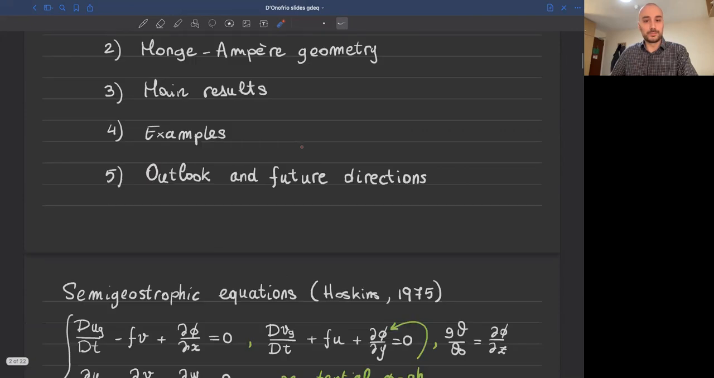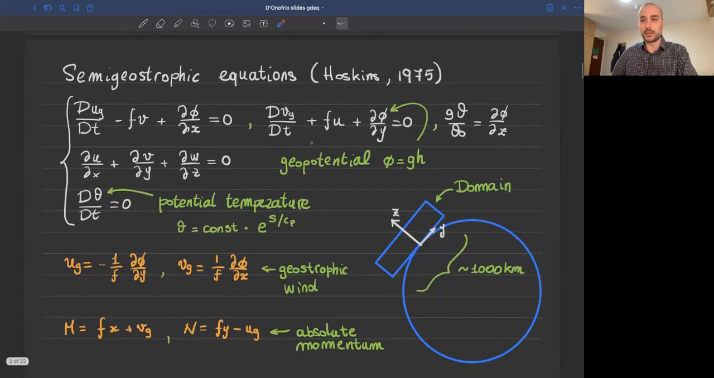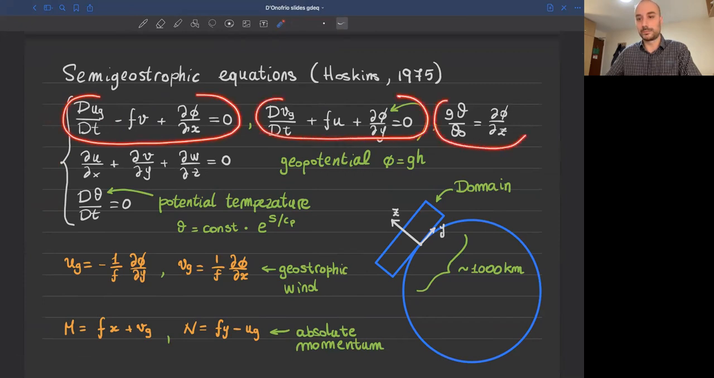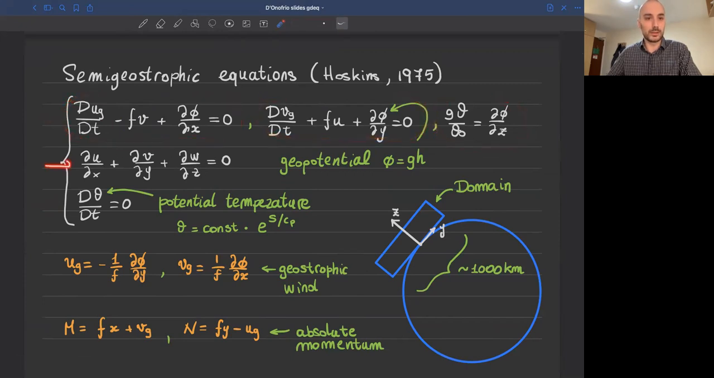Okay, so what are these semigeostrophic equations? Well, they are this system of 5 equations, right? And as you can see, they are very similar to the Euler equations of fluid dynamics. Indeed, they are composed of 3 components of the momentum balance, one continuity equation, that is the mass balance equation, of course, and one energy equation.